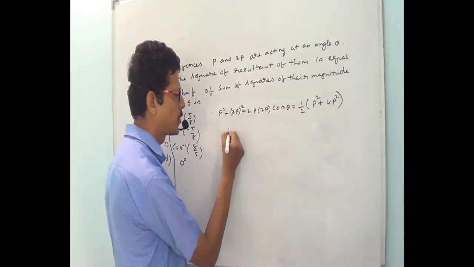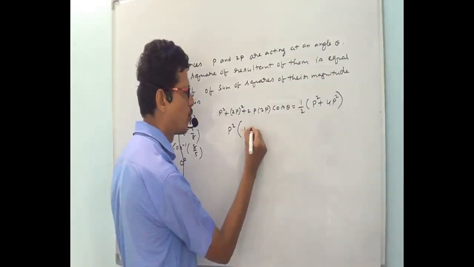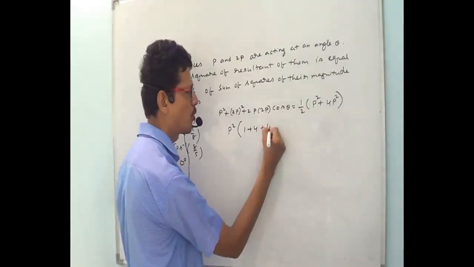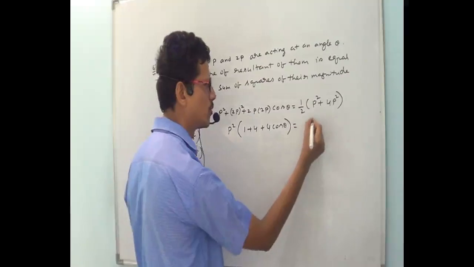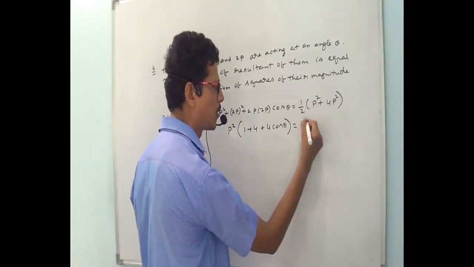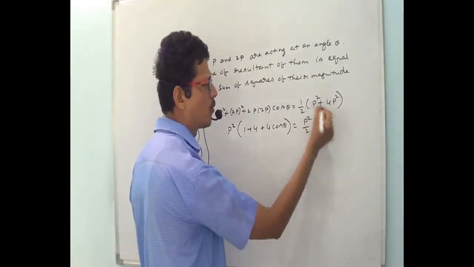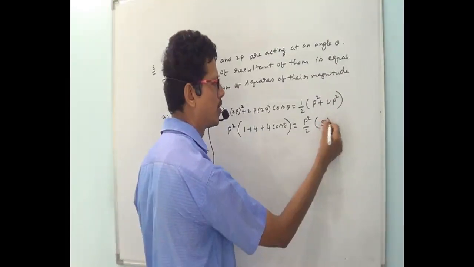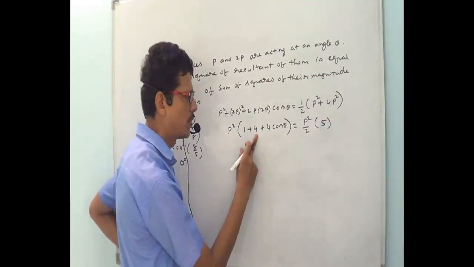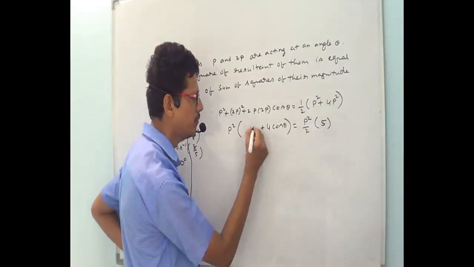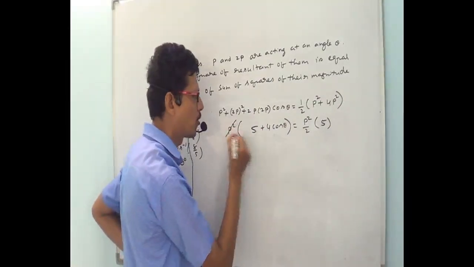So p square you take common, 1 plus 4 cos theta, is equal to, here also you take p square common. And what is that? 5 you are getting. Here also 1 plus 4 is 5. And p square got cancelled.